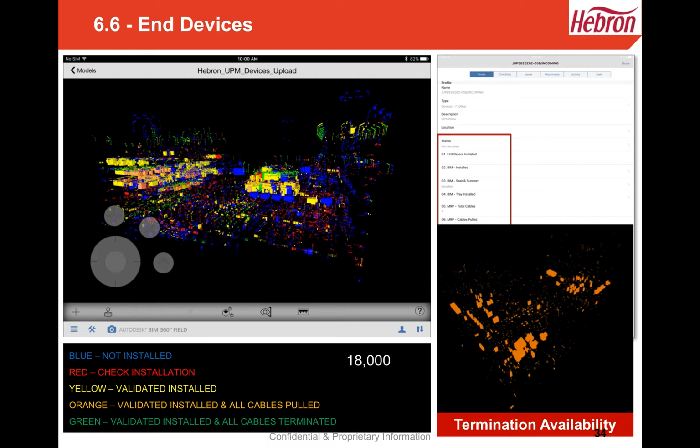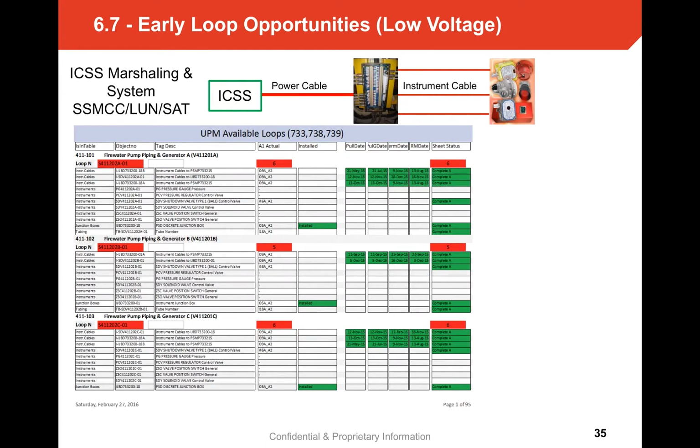What this then in turn created was our availability of terminations, and not just singular terminations, but where we could get into a panel and terminate many cables in one instance. This is much more effective and efficient for the contractor, but also helps us preserve the equipment from opening and closing it multiple times.